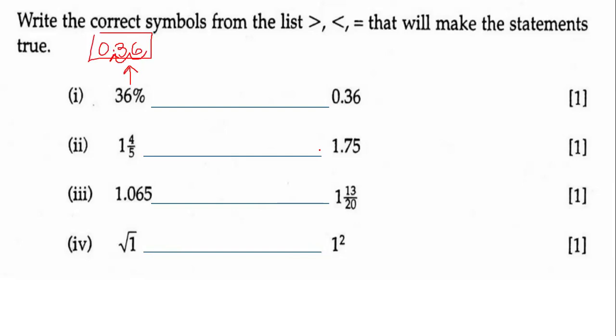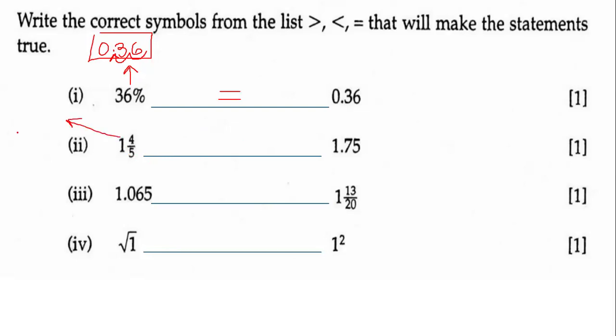All right. So it's going to be 0.36. Is this greater than, less than, or equal to? It's just equal. And then we have 1 and 4 over 5, blank 1.75. Okay. Less than. That's going to be less than. So let's see. Equal to. Less than. That's less than.